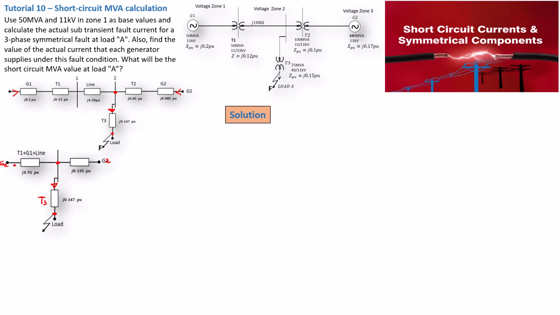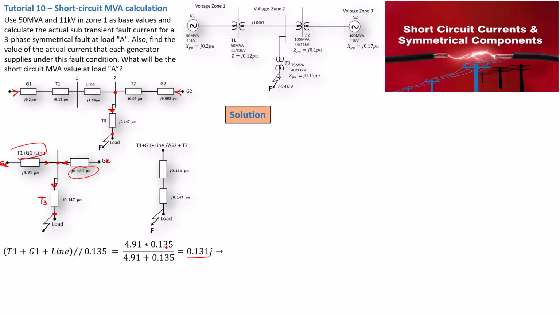Now from here we can see that this is a junction, a node where the current is flowing to this point, which means the current is converging from both sides. So it's a parallel circuit here, and we need to calculate the parallel equivalent of this section and this value, that is T1 plus G1 plus line in parallel with 0.135. So we get a value of j0.131 per unit.